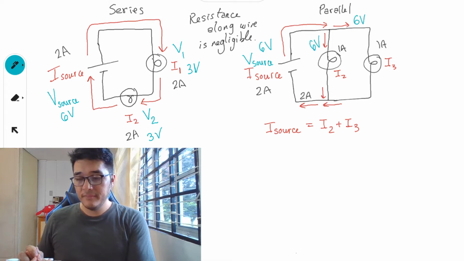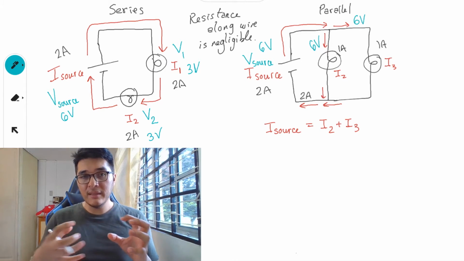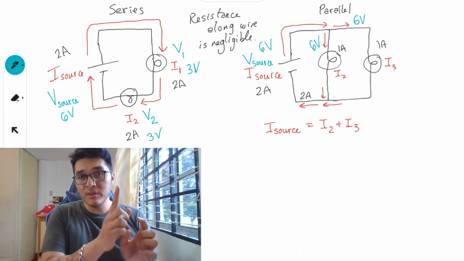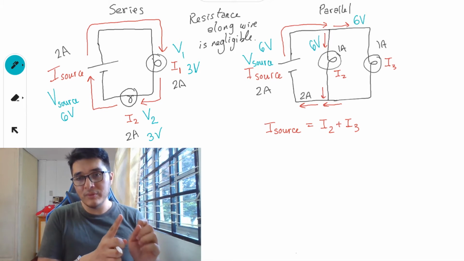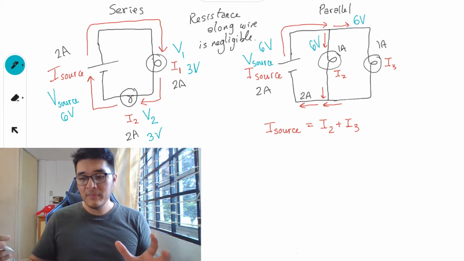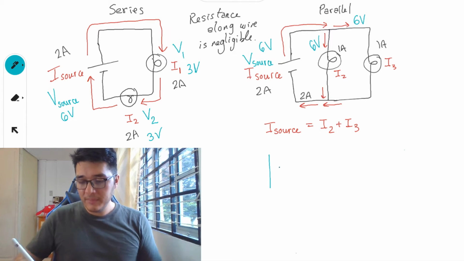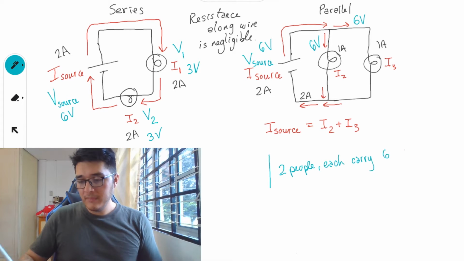So voltage doesn't split, only amps split. Yeah, because the current splits, but then the current was carrying with it, for each coulomb, 6 volts of energy. So it didn't use it yet. It just got split of how many are carrying 6 joules of energy. So let me think about this. 2 people each carry 6 joules of energy.